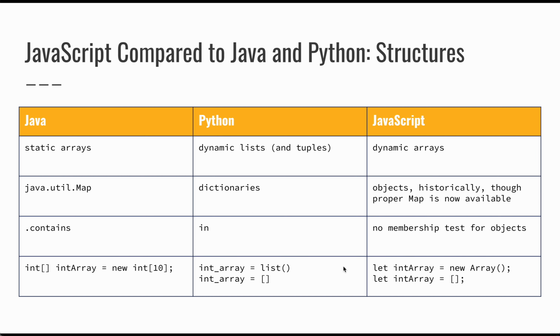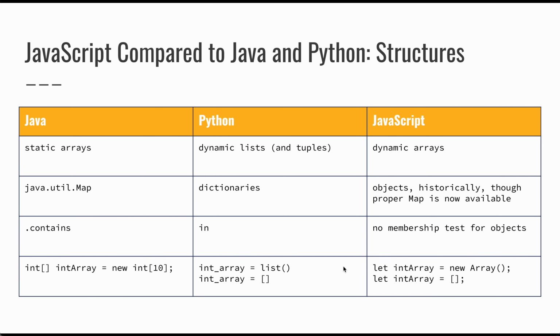In Java, we use a contains method to see if something exists in some other structure. Python uses the in keyword. Sorry, in Java contains is not a keyword, it's a method. But in JavaScript, we don't really have a membership test for objects. You kind of have to do that manually.